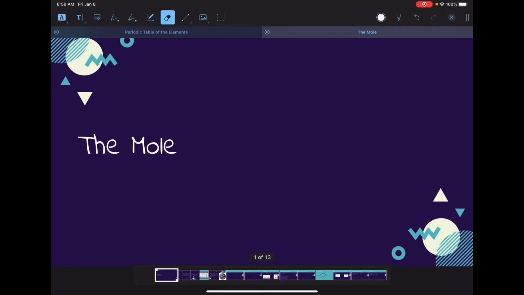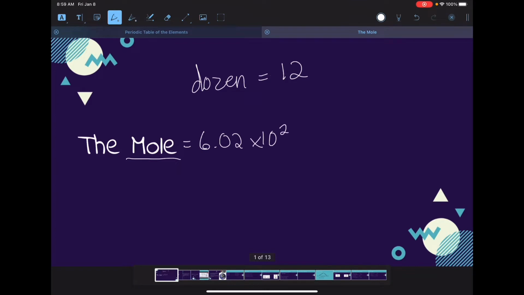Here's an example for you. If I say a dozen, you should automatically think of the number 12 because that's what a dozen means. In the same way, we have a dozen that we use in chemistry, but it's a little bit different. We have the mole. This is not the little fuzzy creature. It is instead a number that means 6.02 times 10 to the 23rd.